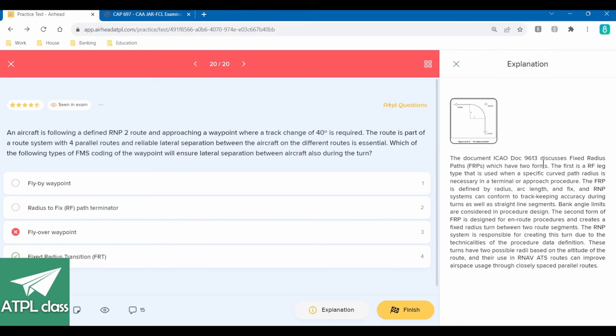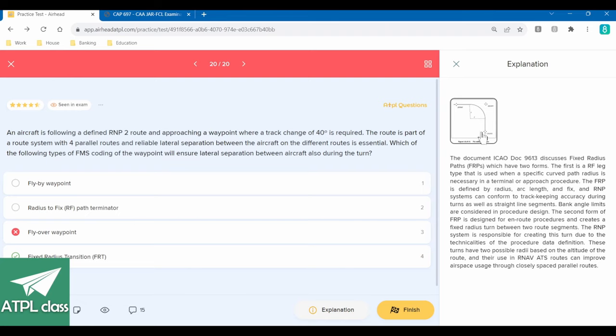So let's have a look. This document discusses fixed radius, which has two forms. The first is a radius to fix leg. The fixed radius path is defined by radius, arc length, and fix. RNP systems can conform to track keeping accuracy during turns as well as straight line segments. Bank angle limits are considered in procedure design. The second form of fixed radius path is designed for en route procedures. So this is what we're talking about, and creates a fixed radius between two route segments. The RNP system is responsible for creating this turn due to the technicalities of a procedure data definition. These turns have two possible radii based on the altitude of the route and their use in RNAV routes, and can improve airspace usage too.